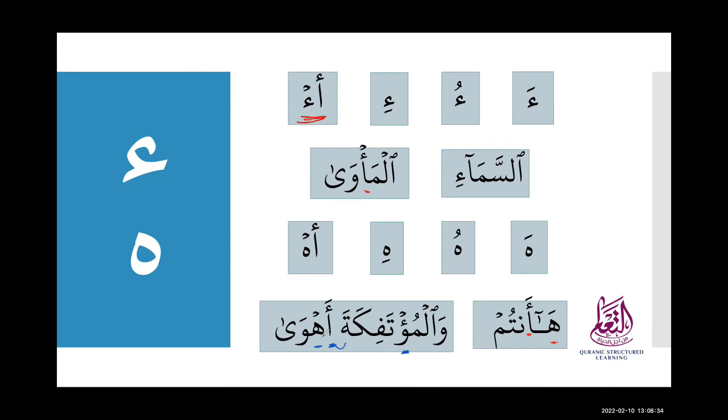Tafikata. Wal mu. Tafikata. So after ta, stop the sound. Start again for the hamza. Wal mu. Tafikata. You want to say ta clearly. Don't keep it soft. Okay. Ta. And then we join it with the ha and we keep it flowing. Ahwa.